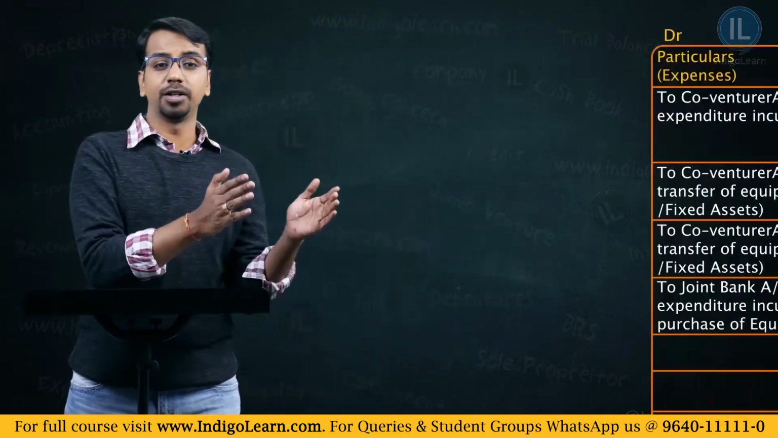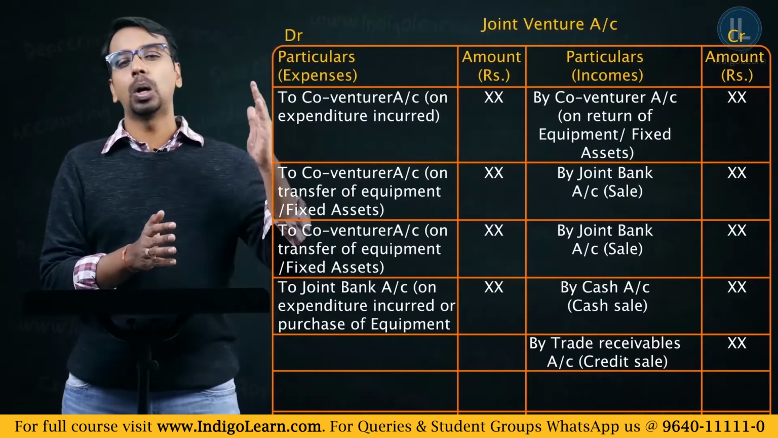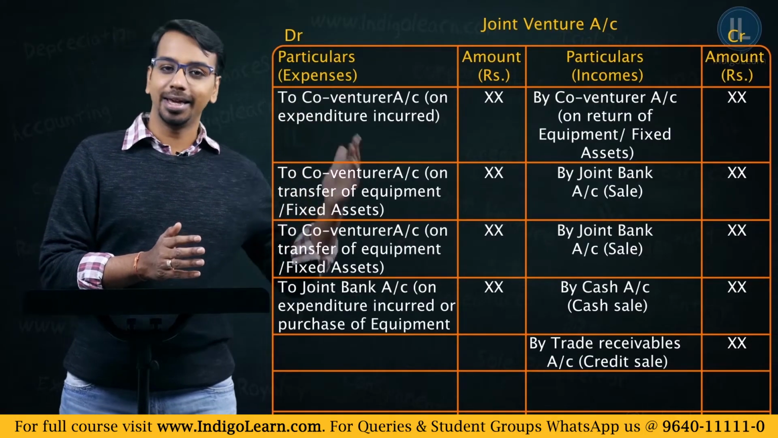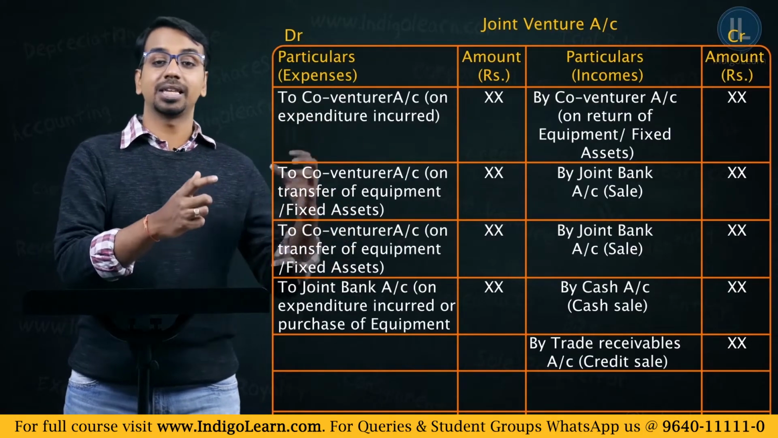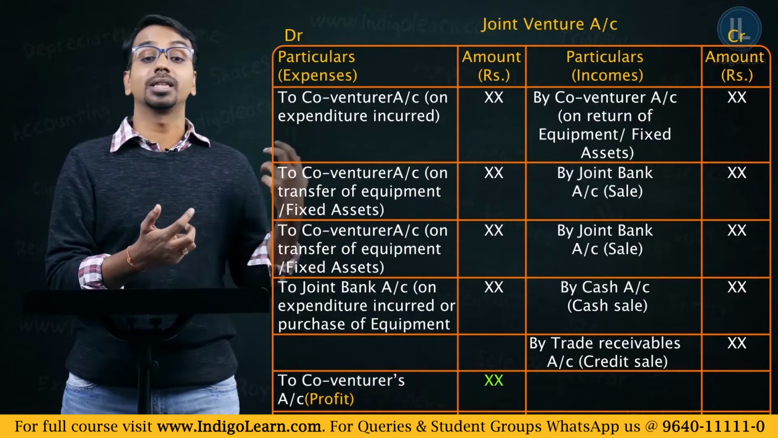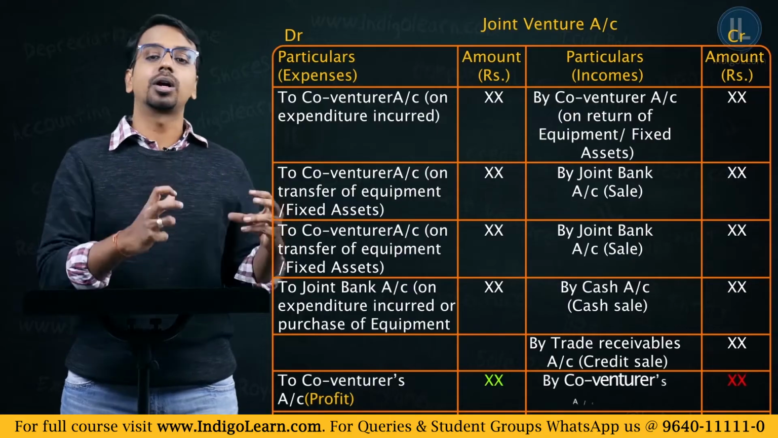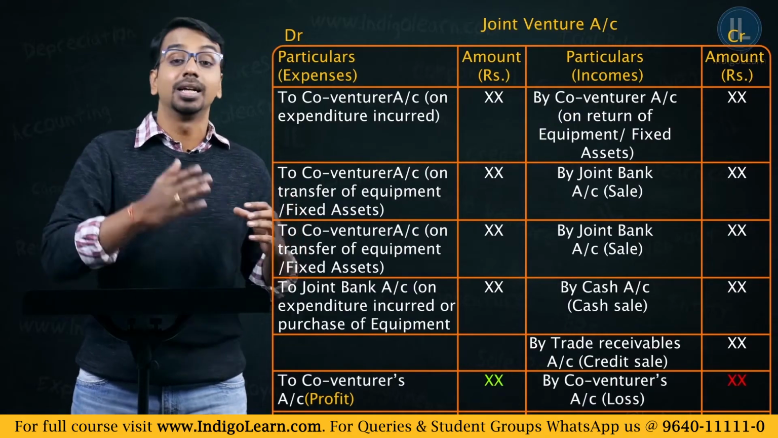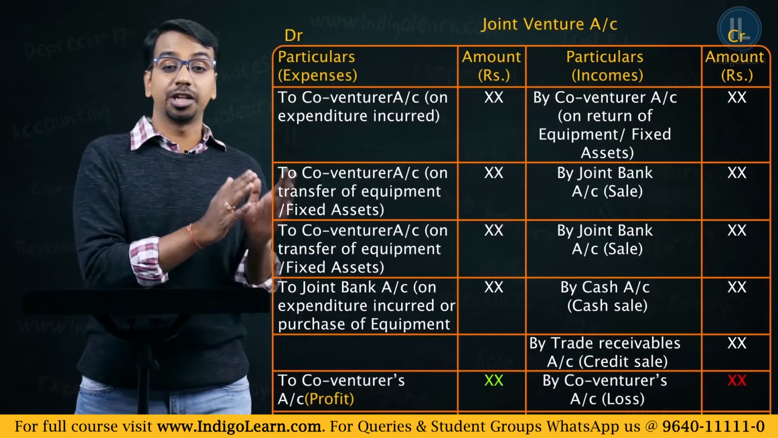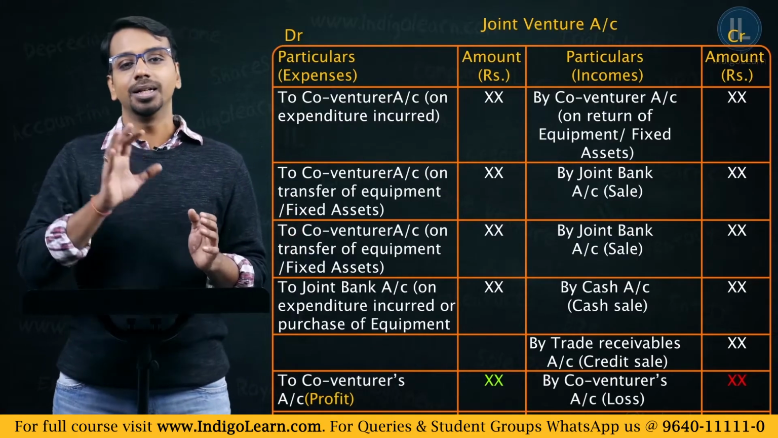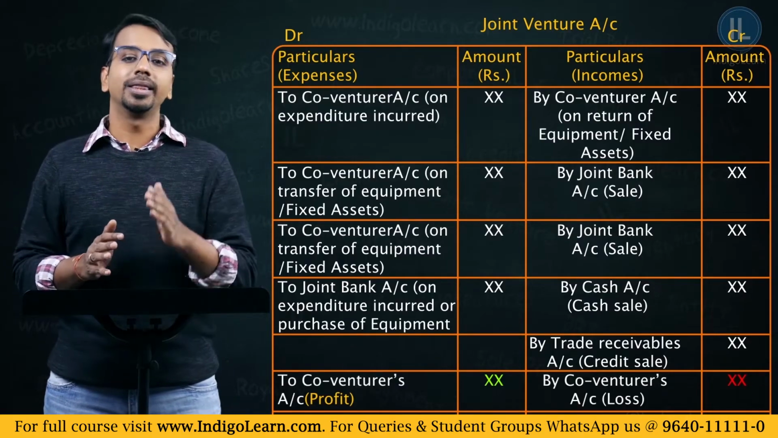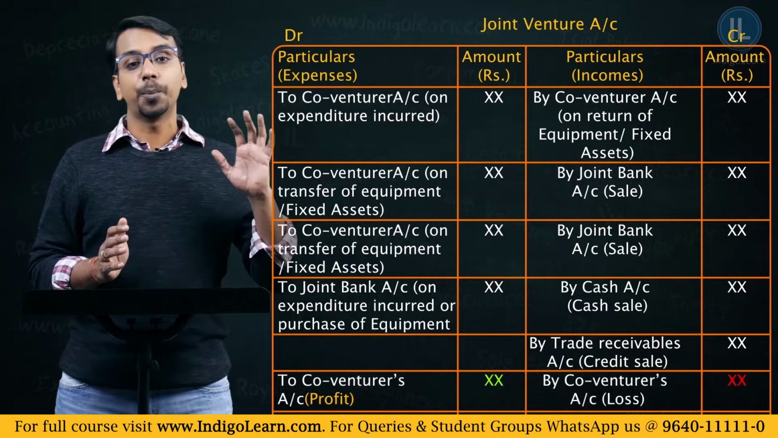If you look at this joint venture account, on one side you can see all the expenses, on the other side you can see all the income. Now whatever is the difference, if income is more than the expenditure, there is a profit. If expenditure is more than the income, there is a loss. Now whatever is this profit or loss, that will be transferred to the co-venturers account in their profit sharing ratio as driven by the agreement. Now this is a brief of how do we pass the entries when there are separate books of accounts maintained.